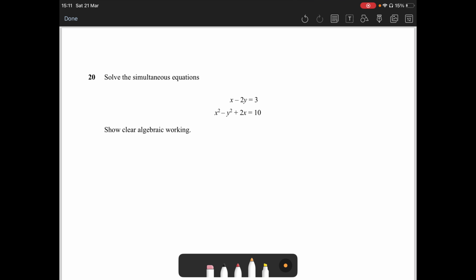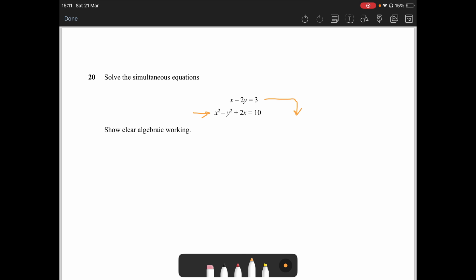So, solve simultaneous equations. Do you know what? I'm going to start by making x the subject. Unfortunately, this is non-linear, right? The x squared means you can't just eliminate, you can't sort of multiply one and take away. That's not going to work when you've got x squared, right? It's just not going to happen.